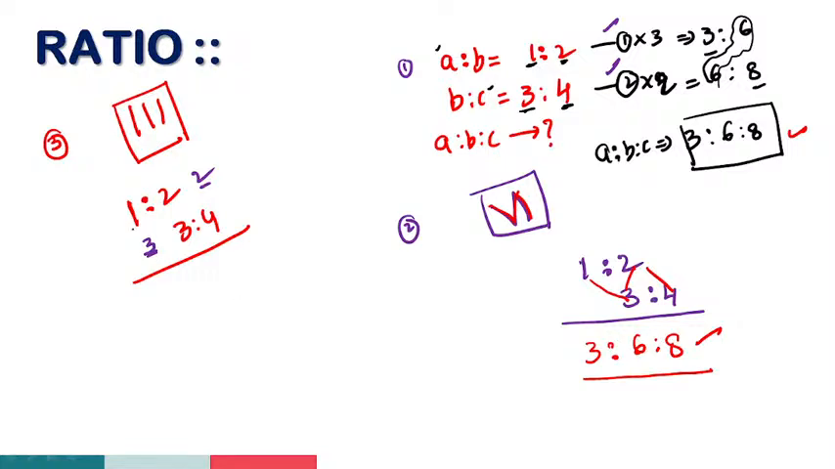First line, 1 into 3 is 3, second line, 2 3s are 6, and third line, 2 4s are 8. So then the answer is 3 is to 6 is to 8.